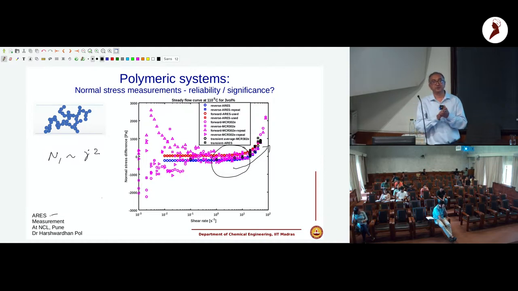No, so if it's a thixotropic material, even in subsequent cycles, you should see it, and it should not disappear. Right. Yeah, it will never disappear. Yeah. So that's what I'm saying.